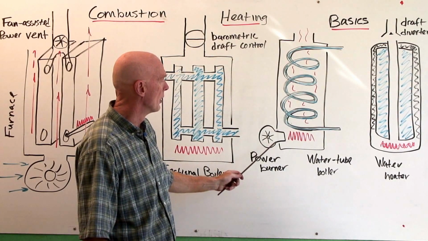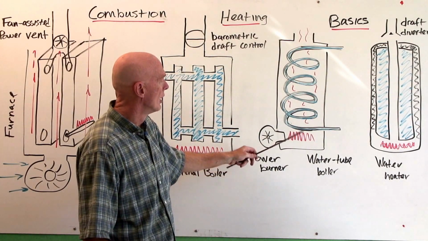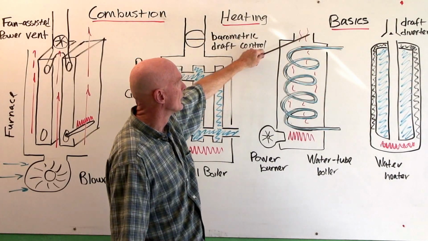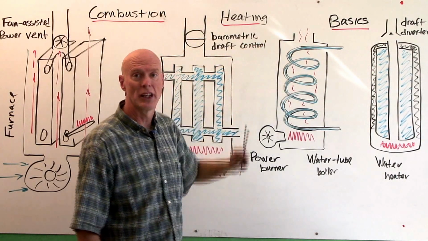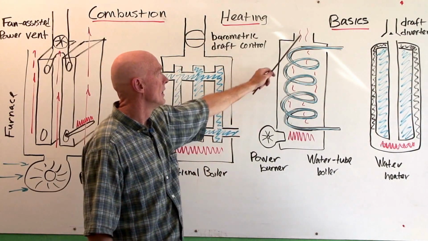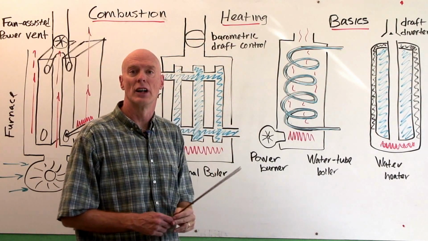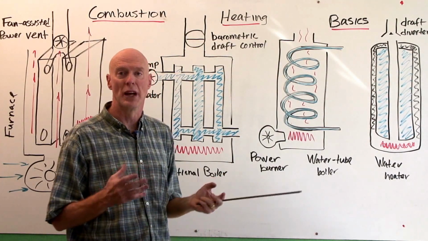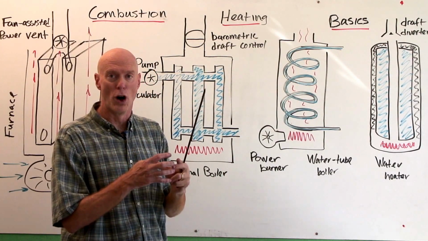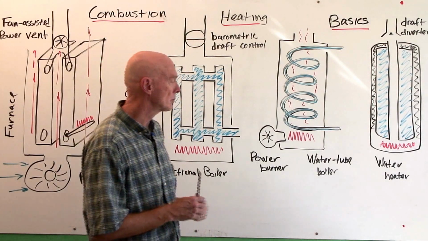So this is a power burner, and the power burner moves the combustion gases through the appliance and into the chimney. And in the chimney, we could either have another fan, or we could have a regular atmospheric chimney like a masonry chimney or a double wall metal chimney.